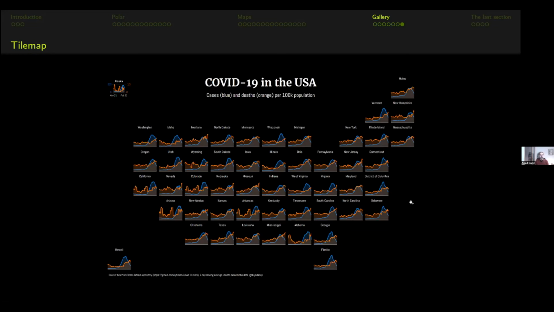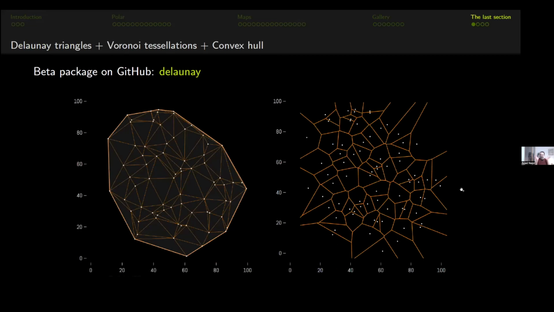And so, what's still in the pipeline that I'm still working on. This is my project that I've been working on for about half of last year. There's a package online for Delaunay triangles, tessellations and convex hulls. This was quite intensive coding. The package is up, you can test it, it's on GitHub.